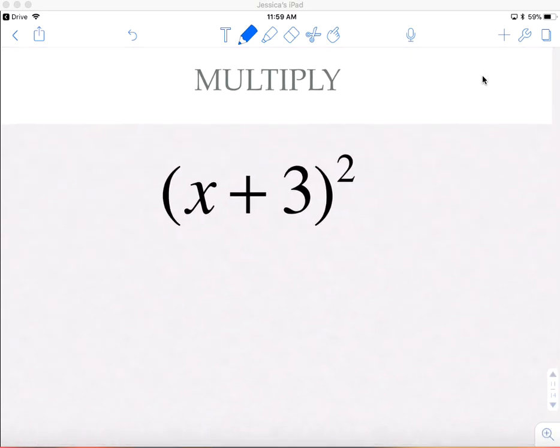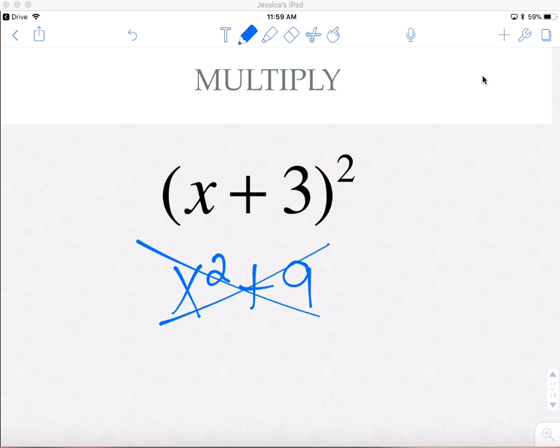All right, on this one, I have x plus 3 squared. Your answer here is not x squared plus 9. This is the most common answer I get for this problem. It is not x squared plus 9. Put a big star next to this problem.